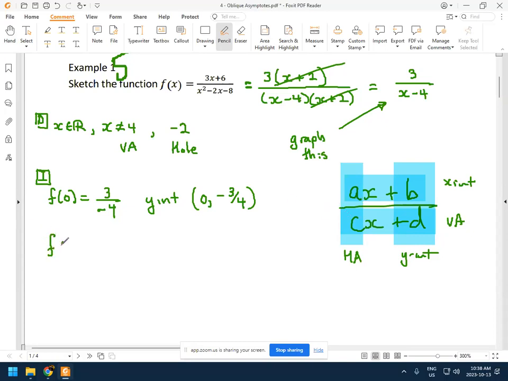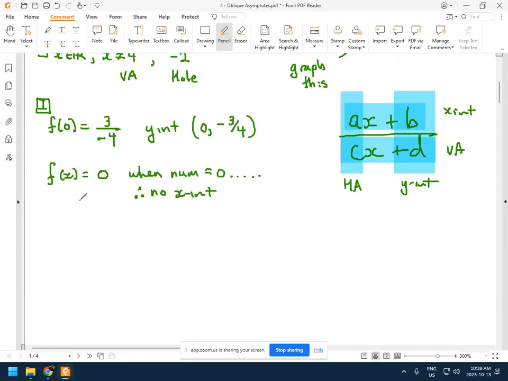Next, f of x is going to equal 0 when the numerator equals 0. But that will never happen. Therefore, there are no x-intercepts. That 3 will never equal 0. Let's move on. S for skip, because we rarely ever do it.